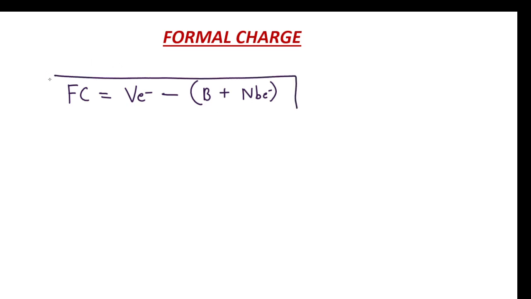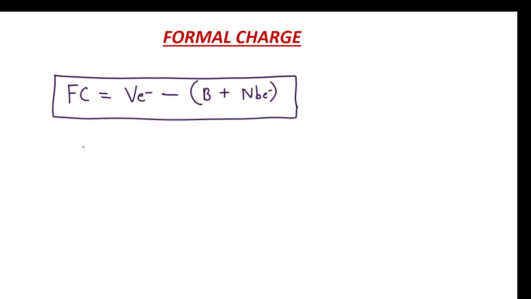So the formula is: formal charge is equal to the number of valence electrons minus the sum of the number of bonds plus the number of non-bonded electrons. Non-bonded electrons means those electrons which do not participate in making bonds. So by using this formula you can easily calculate the formal charge of an atom.